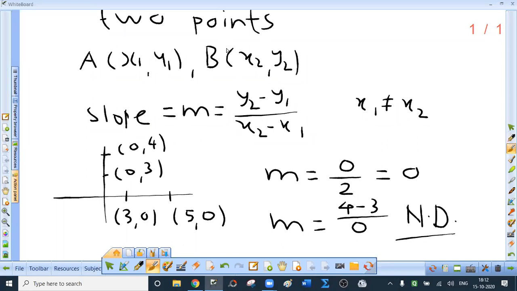Is that clear? So this is how we have verified that the slope of a line passing through any 2 points A (x1, y1) and B (x2, y2) is given by difference in y coordinates upon difference in x coordinates. That is y2 minus y1 upon x2 minus x1. You can say y1 minus y2, but in that case, what will be the denominator? x1 minus x2.